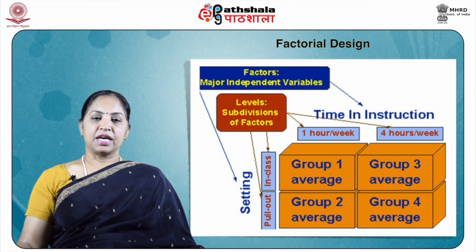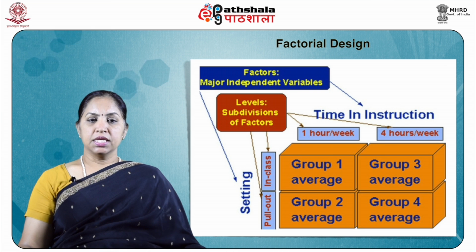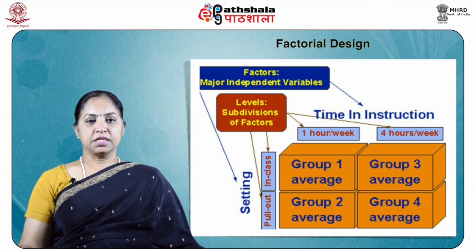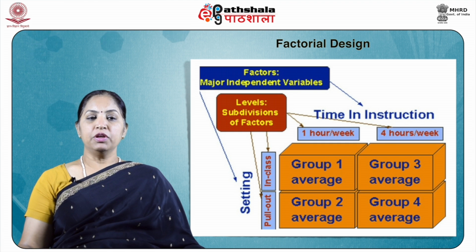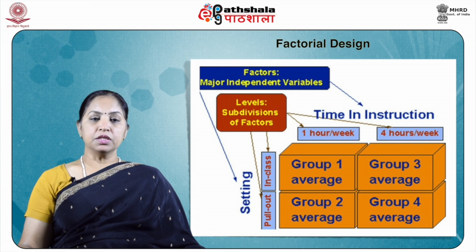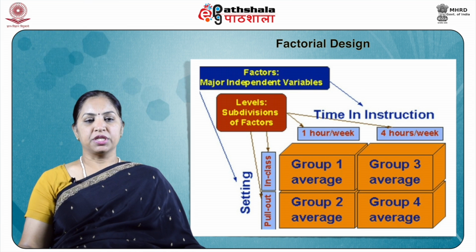This is the factorial design. In factorial design, the independent variables are called factors. In this example, factors are instruction time and settings. The level becomes the subdivision of a factor. In the example, the instruction time has 2 levels and the setting also has 2 levels. So, it can be represented as a 2 into 2 factorial design.